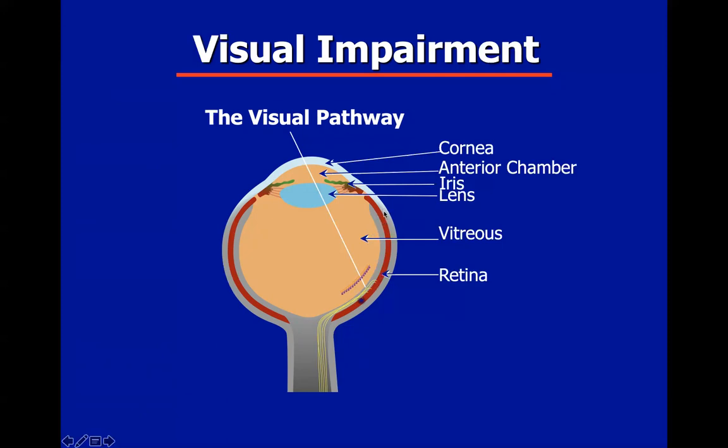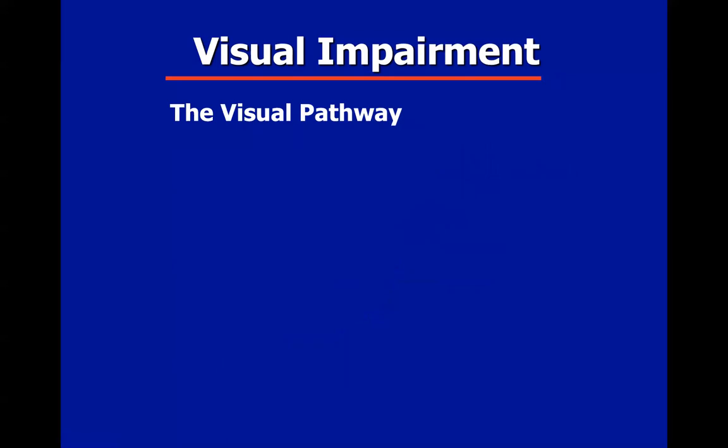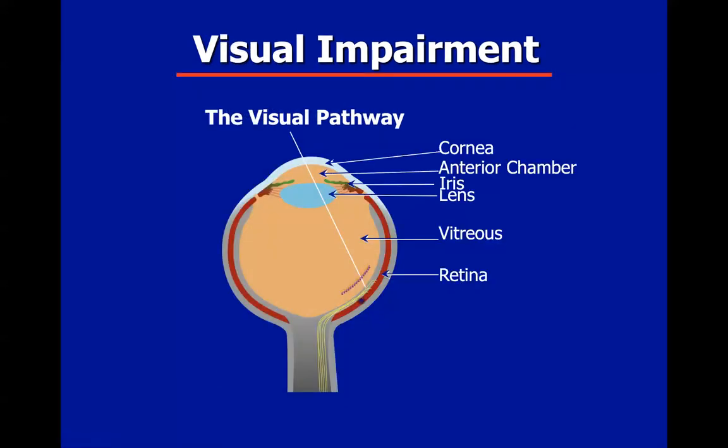Then, of course, you have your choroid, and then you have your sclera, but they are not part of the visual pathway. And let's go back again. And then this is your actual macula here. So it starts from the cornea and ends at the macula.